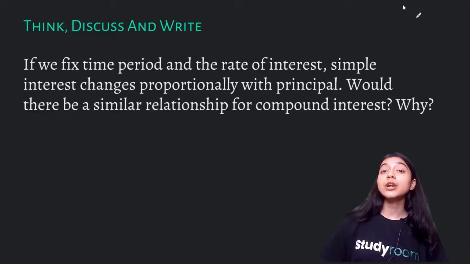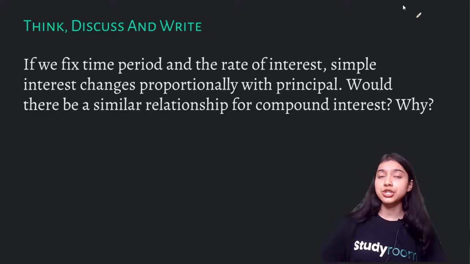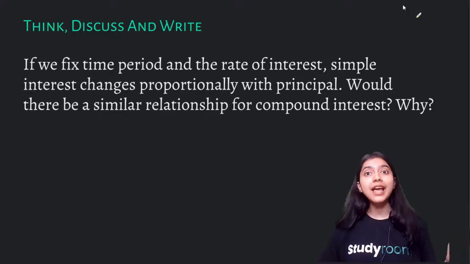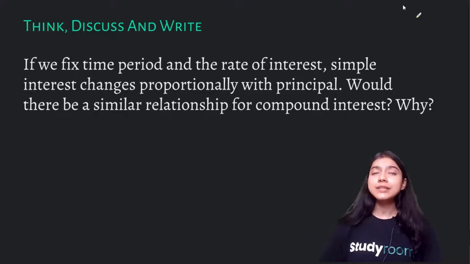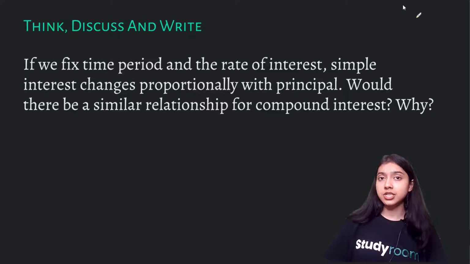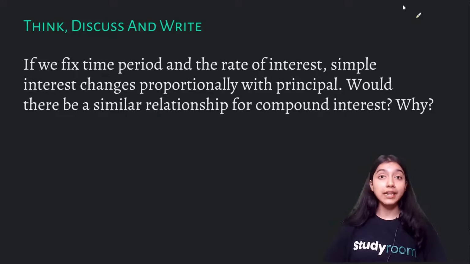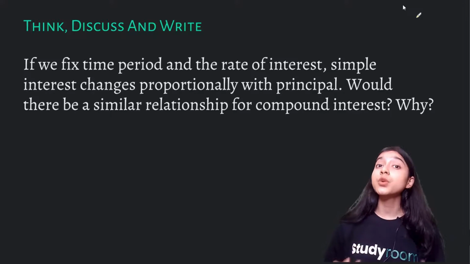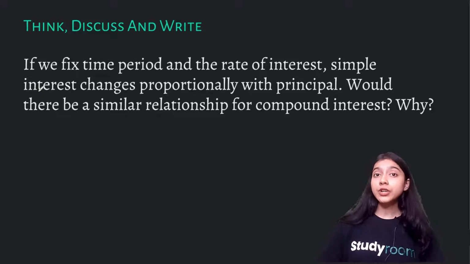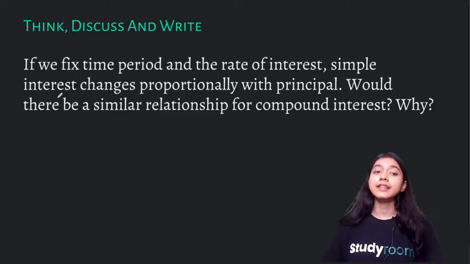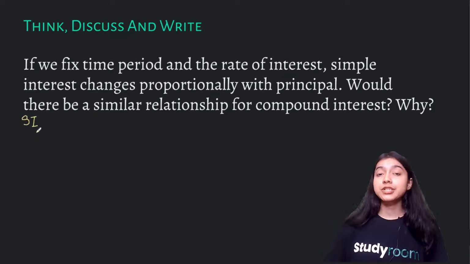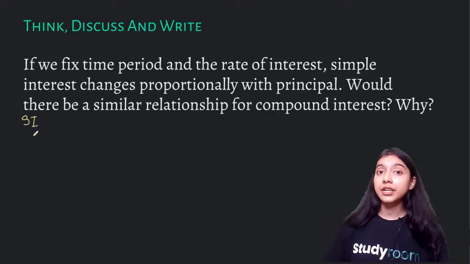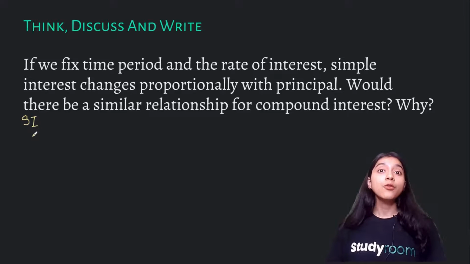And we have to see whether there is a direct relationship between principal and simple interest, and principal and compound interest or not. That means in simple words, we have to check whether simple interest and compound interest are directly proportional with principal or not. So first we'll be talking about simple interest and then we'll be talking about compound interest. So in case of simple interest, if I have to check whether it is directly proportional with principal, what we have to do?